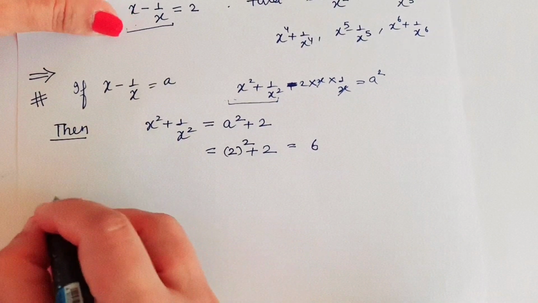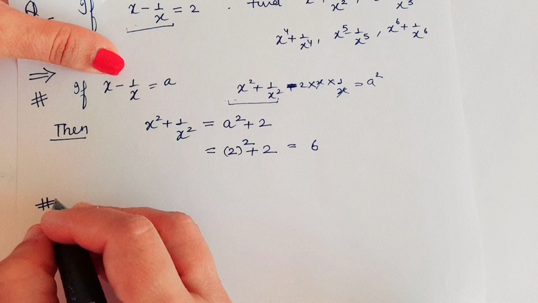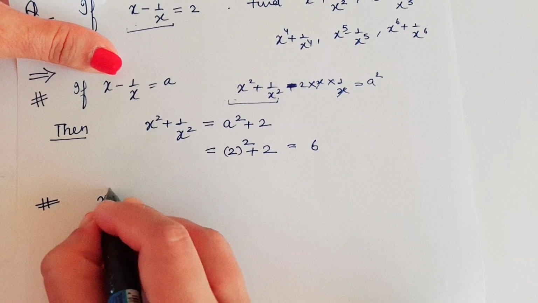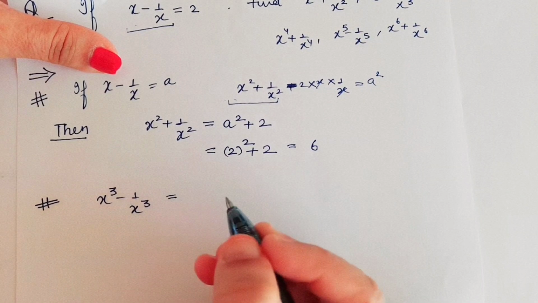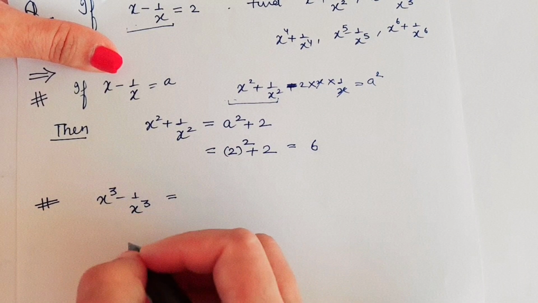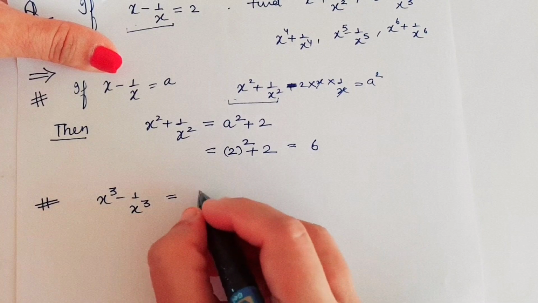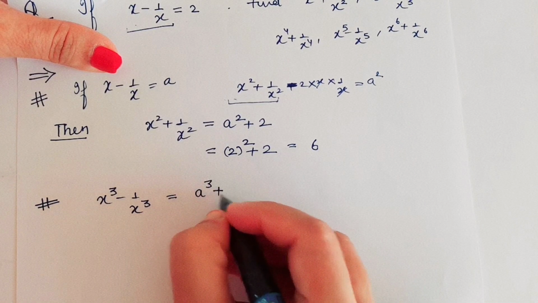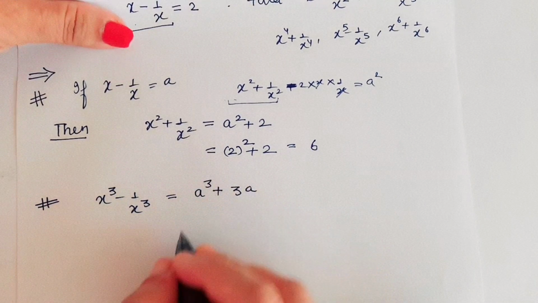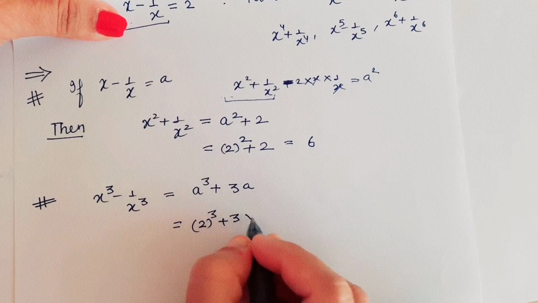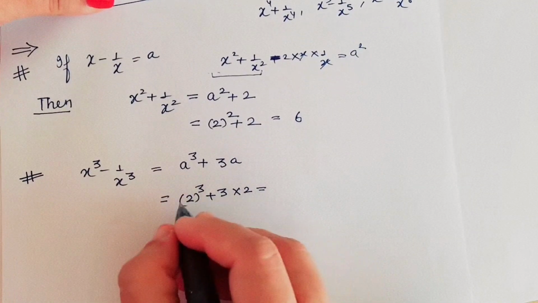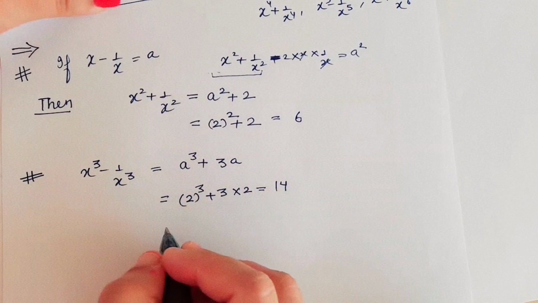Now if we cube both sides, we will get x cube minus 1 by x cube, not plus. What is the formula? This is a cube plus 3a. So you can directly find the value: 2 cube plus 3 into 2. The answer will be 8 plus 6, 14.